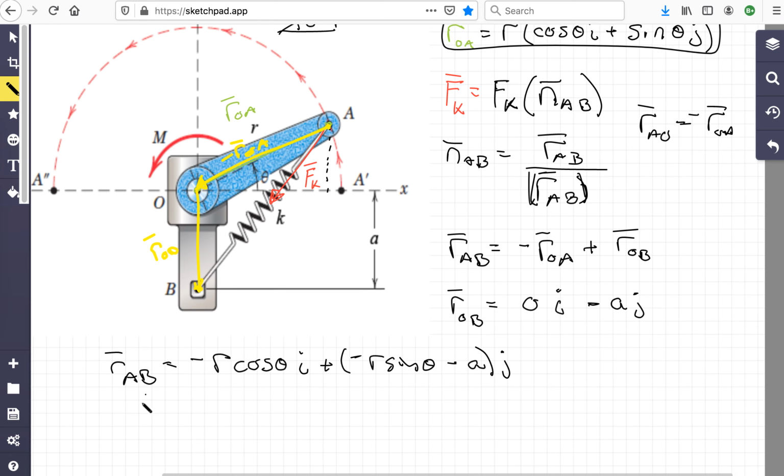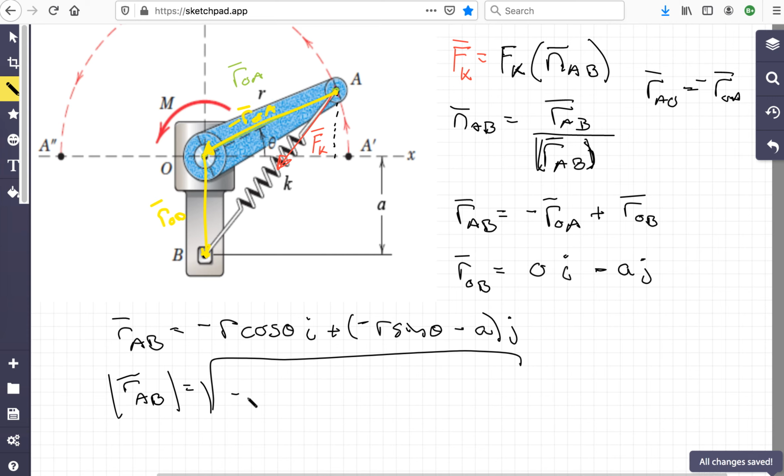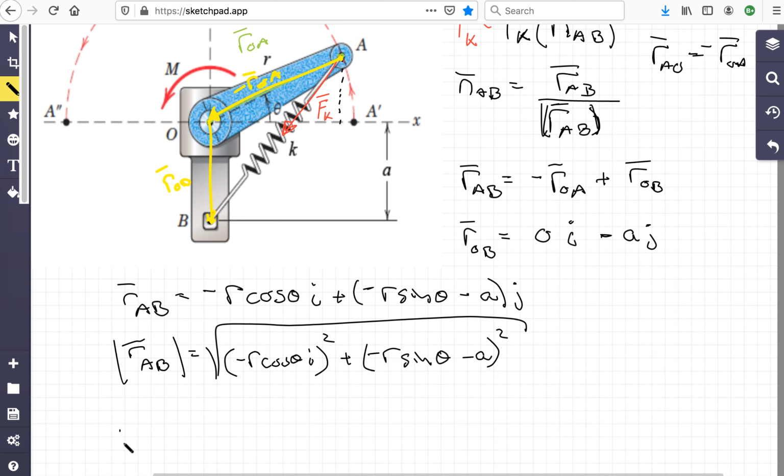So more on that. We can say that the magnitude of RAB vector is equal to the square root of the square of each component. So we have minus r cosine of theta i, and that gets squared, plus negative r sine of theta minus a, and that gets squared, all square root. Now remember, a is constant, r is constant, but it does vary with this theta.